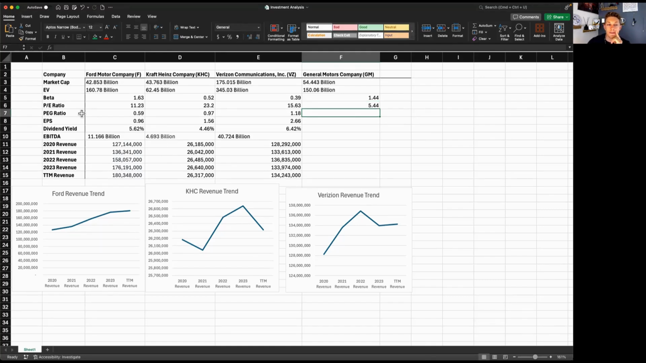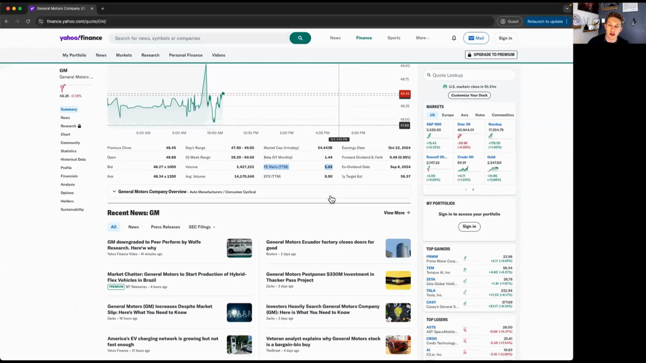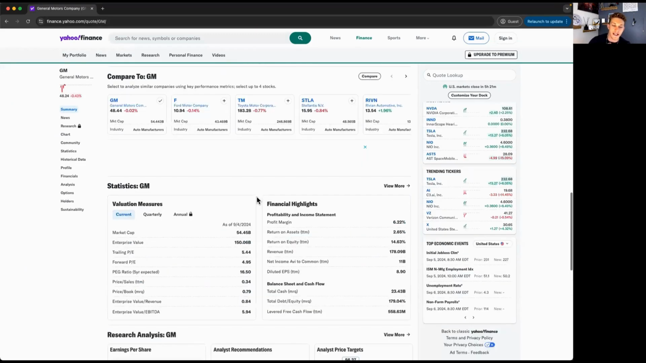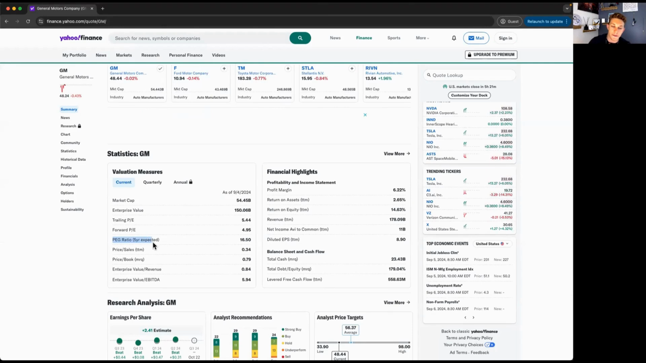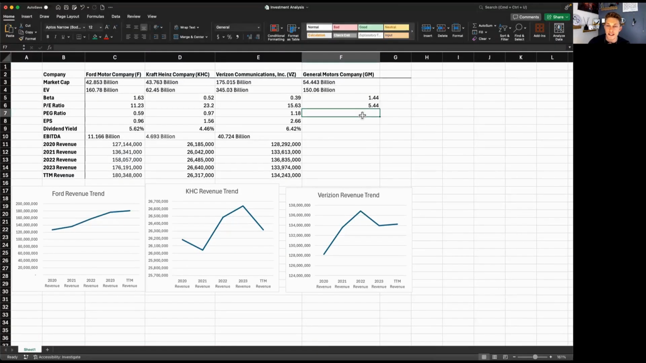Next number we're looking for is the PEG ratio, price earnings growth ratio. So how much do you pay for $1 of growth in the future? That one I believe is again down here, PEG ratio, 5-year expected. And that is 1650. Wow, that is wild. Okay, so 1650.